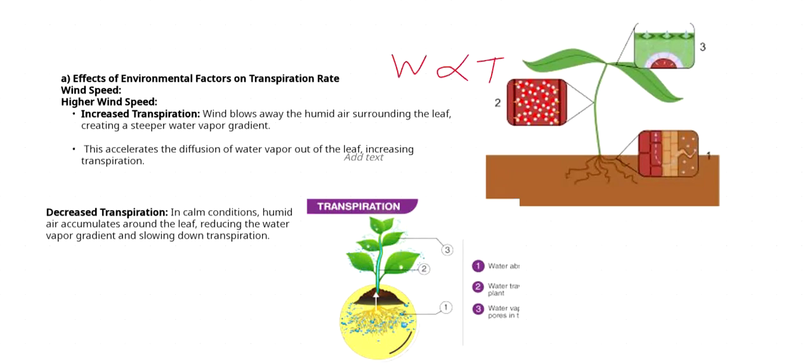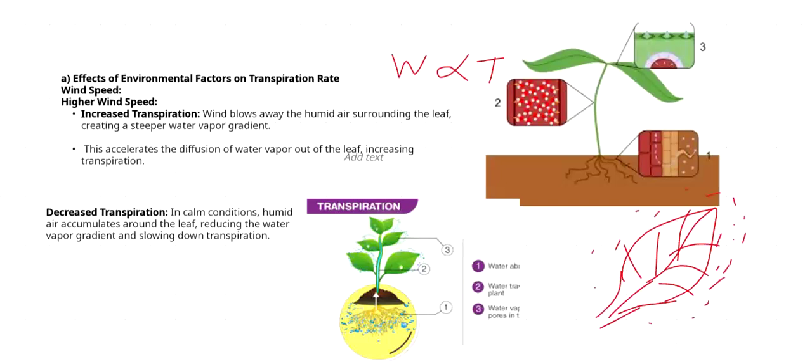As you see, when the leaf is transpiring, the water vapors all around the leaf are more. But when wind blows away this humid air, what happens? Now the air all around the leaf is again dry, and the water vapor concentration in the leaf is high but outside is low. So again, loss of water starts. So the more the wind blows, the more the rate of transpiration.